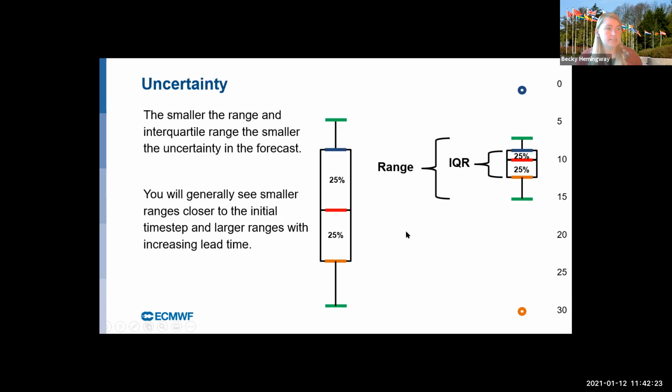What you will generally see, and I'll show you some examples in a moment, is that the small ranges, like the one on the right-hand side, are usually closer to that initial time step. And you get the larger ranges with increasing lead time, as the uncertainty in the forecast grows and the members spread out. As the members spread out and lead time increases, you get a larger range of data.